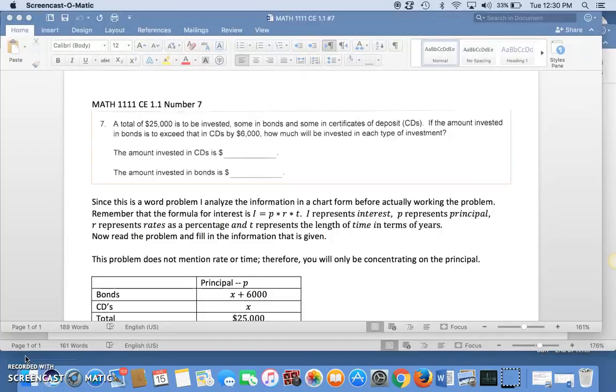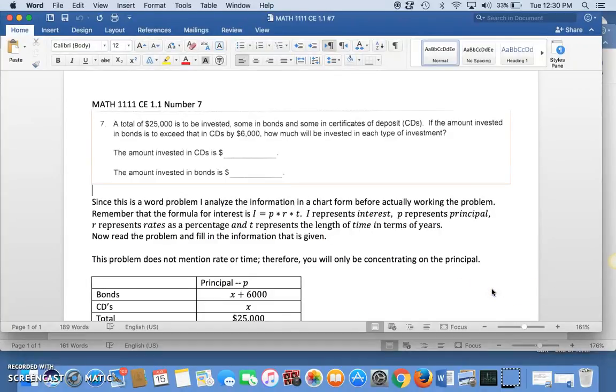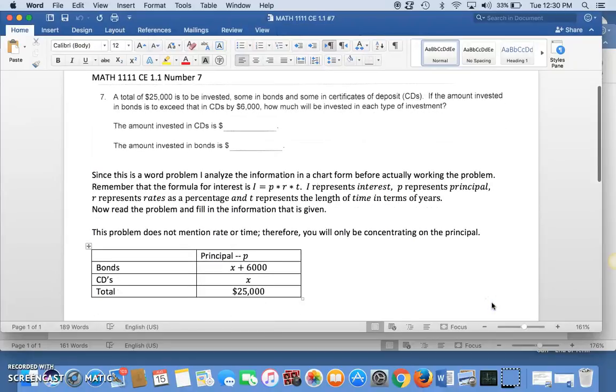You want to analyze that information, possibly into a chart. Your basic interest formula is principal times rate times time. But this is really not talking about that. It is talking about the amount of the principal invested. It's not getting into the interest. So this is a lot more straightforward than having to deal with the rate and the time. And of course, the time and the rate are basically irrelevant on this particular one.